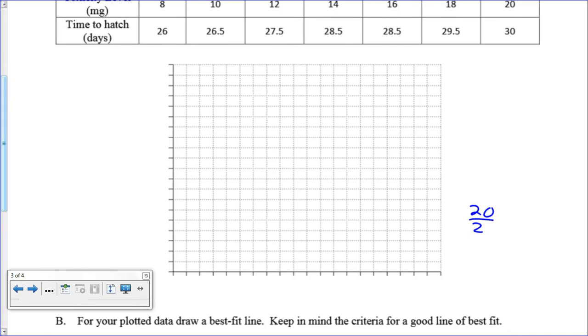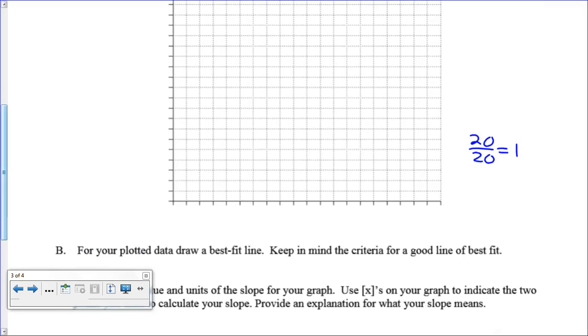We have 20 boxes, so that just means each box is 1. So going with our normal pattern here, this is 0, then we'll label, skip a box, so that's 1, and then skip that box, we get 2, and then skip that box, and we get 4, and then skip the next box, and we get 6, etc.